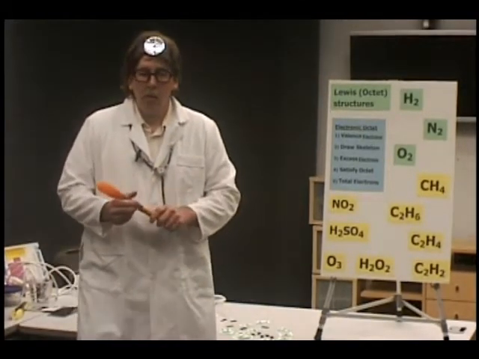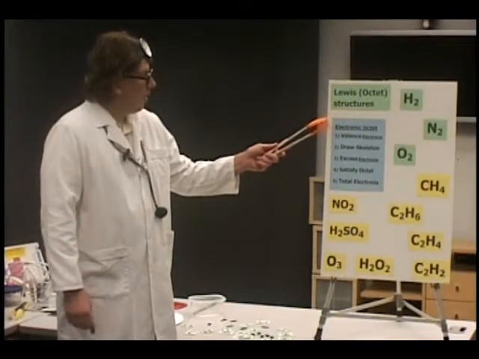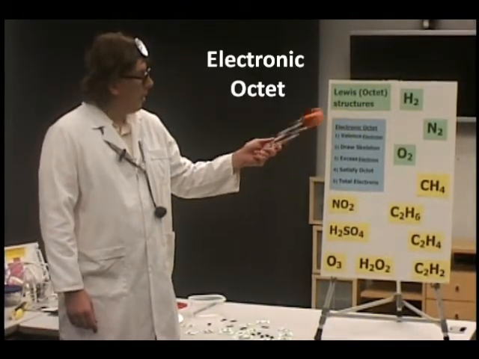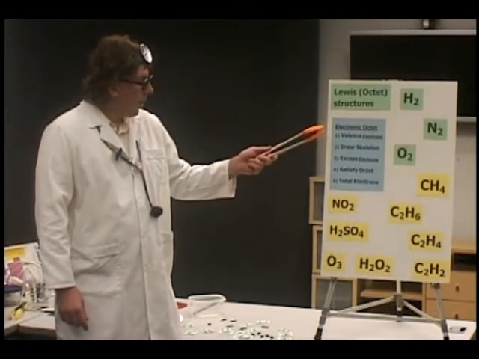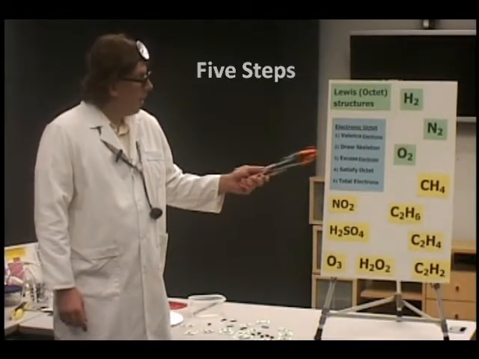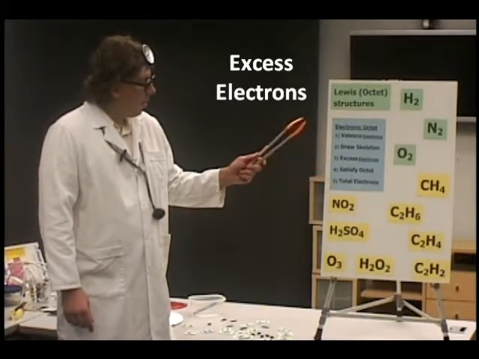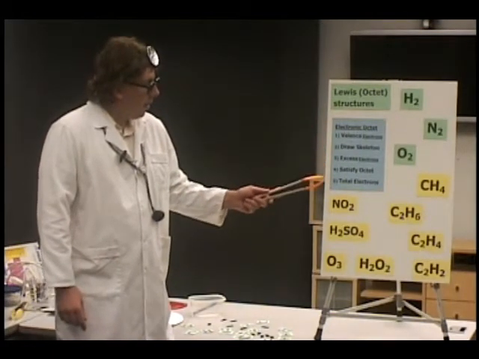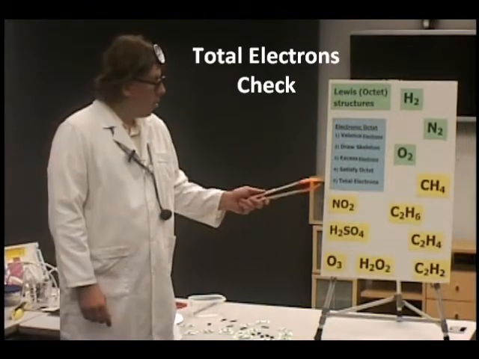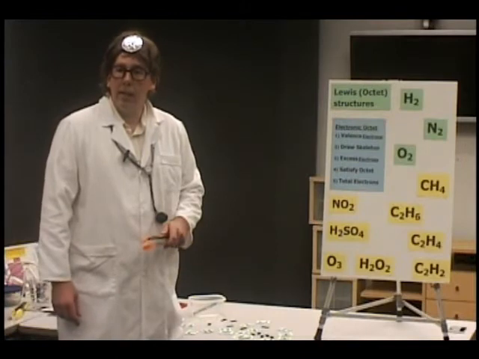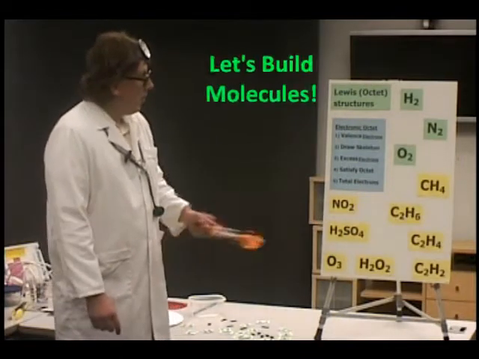All right, so Lewis structures. If you take a look here, we've got the electronic octet, which is the key to the Lewis structure. I've got 5 simple steps: valence electrons, drawing the skeleton, excess electrons, satisfying the octet, and total electrons, sort of a checking of what you've done in the first 4 steps. All right, so let's build a few of these things.